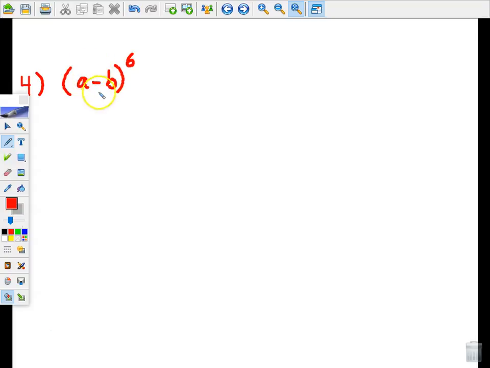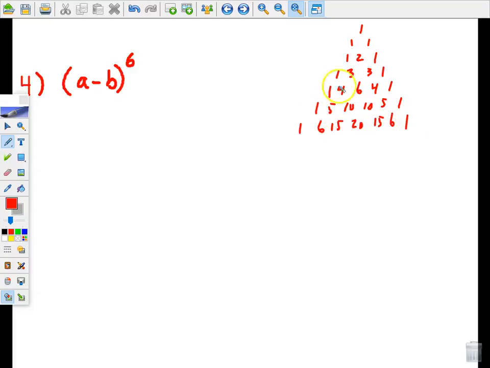Okay, let's try this one. The thing that's different about this binomial is we have subtraction. So what is the row of the triangle that we're going to use? Let's see, exponent 0, 1, 2, 3, 4, 5, and 6. So we're going to use this row of the triangle as coefficients to do this expansion.